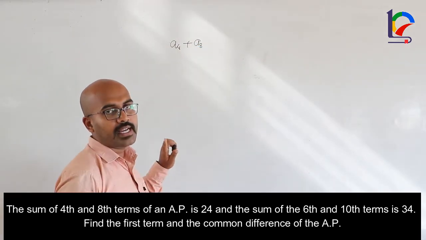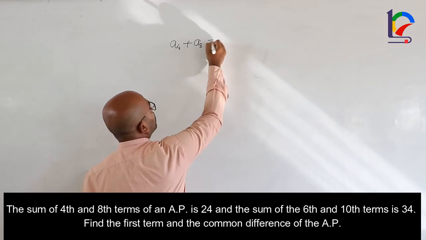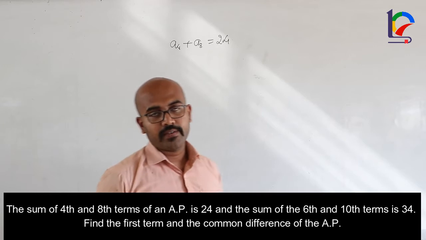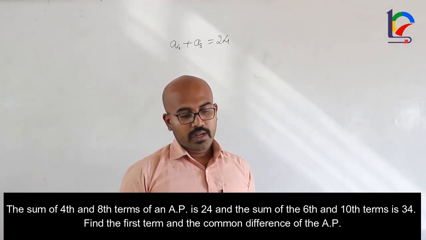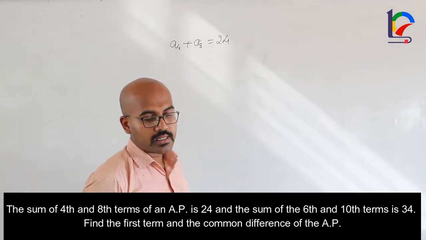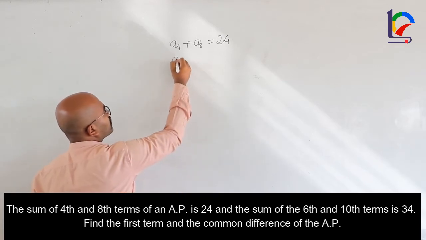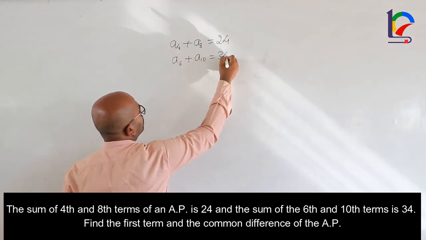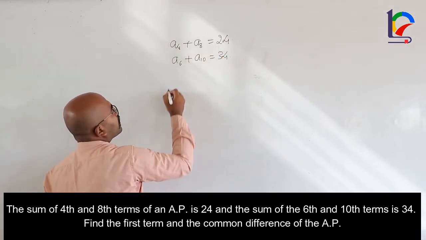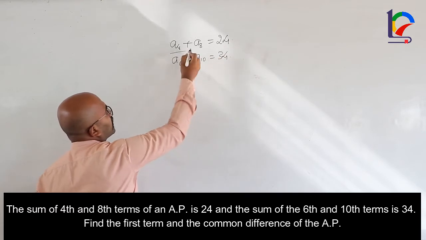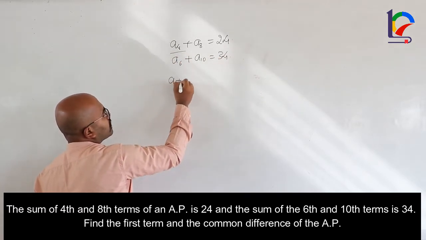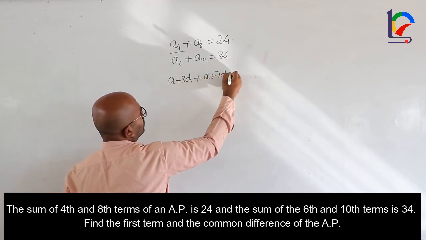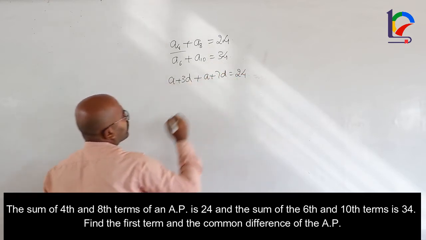So the 4th term I can take as A4, and the 8th term as A8, which is 24. The second condition they have given is that the sum of the 6th and 10th terms, A6 and A10, is 34. So taking the first condition, A4 I can write as a plus 3d, and A8 I can write as a plus 7d, is equal to 24.